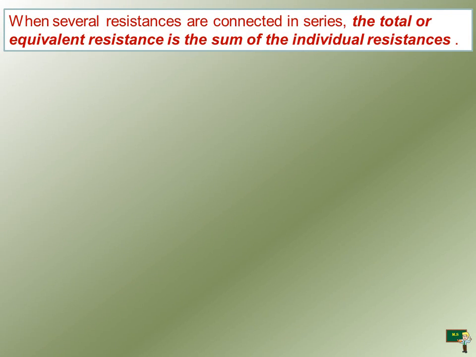When several resistors are connected in series, that means continuously, the total equivalent resistance is the sum of the individual resistances. Note that the value of the equivalent resistance in a series connection will be greater than each individual resistance present in the circuit.